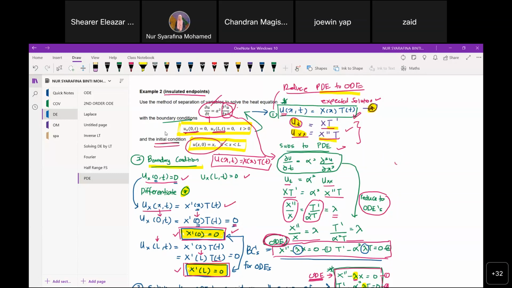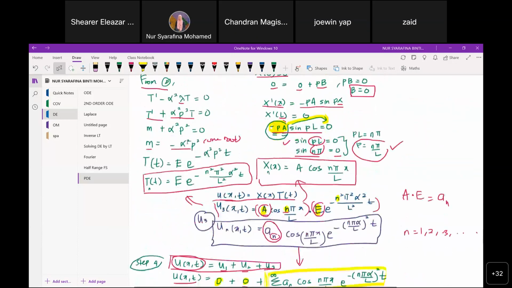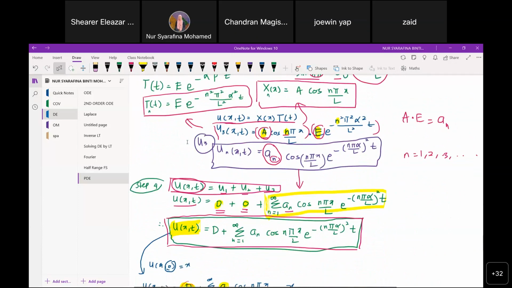Okay. And then we have another condition given u(x,0) equals x, where t equals 0 now. Before this, the condition involved the value of x. Now the condition involves the value of t. So you substitute t here with 0. When t equals 0, e to the power of 0 will give you 1.